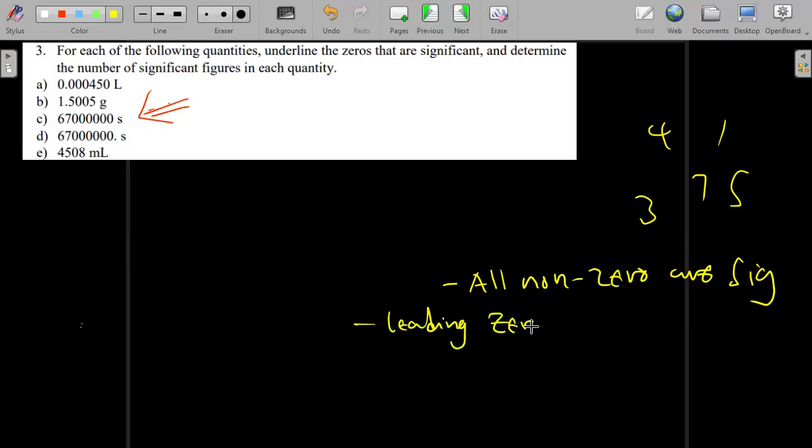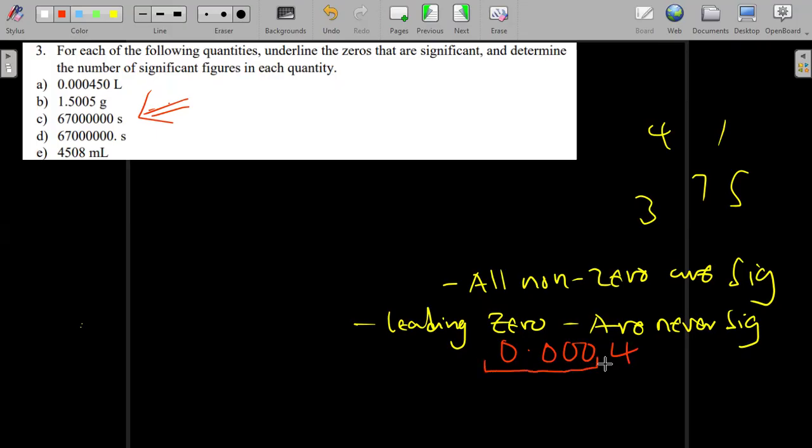Leading zeros, okay? So these leading zeros are never significant. So when you see a leading zero, just know that it's not significant. By leading zeros, we mean the zeros that appear before a non-zero digit. So for example, if I write 0.0004, these zeros here that are appearing before this non-zero digit are what we are referring to as the leading zeros. So those leading zeros are never significant in any number.